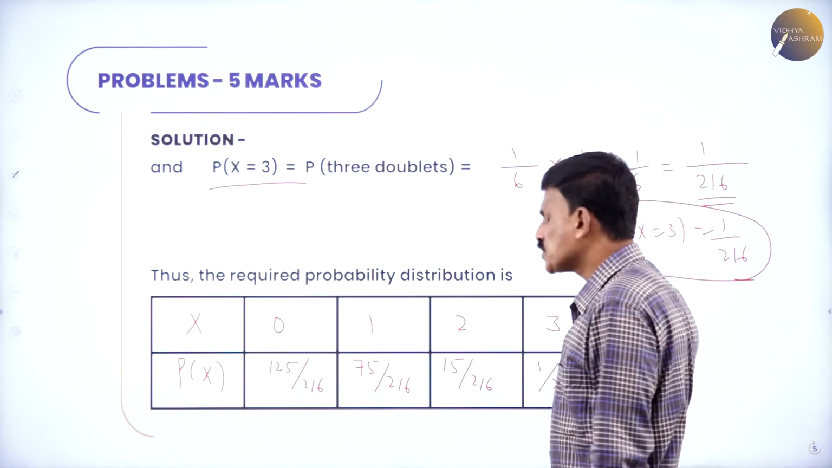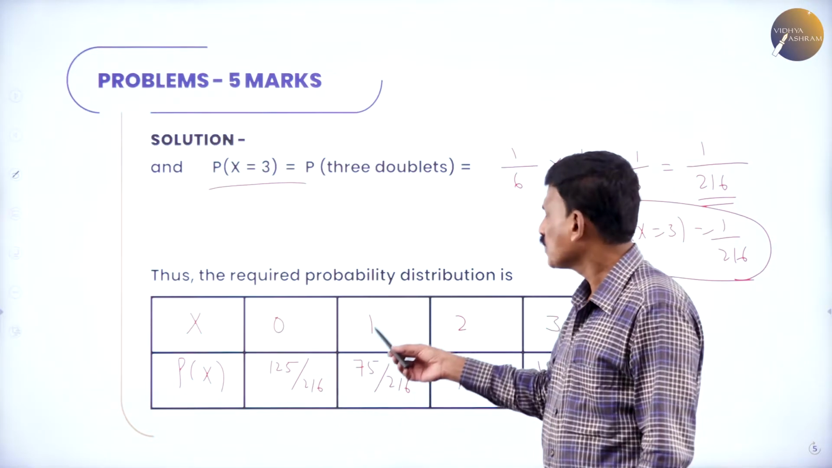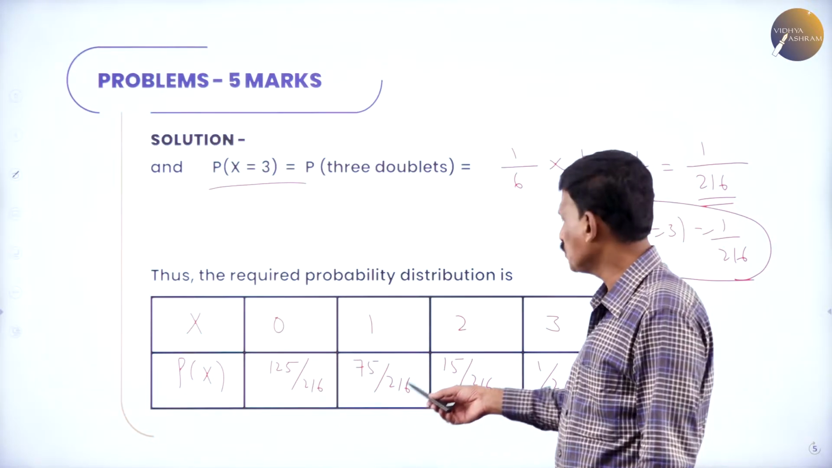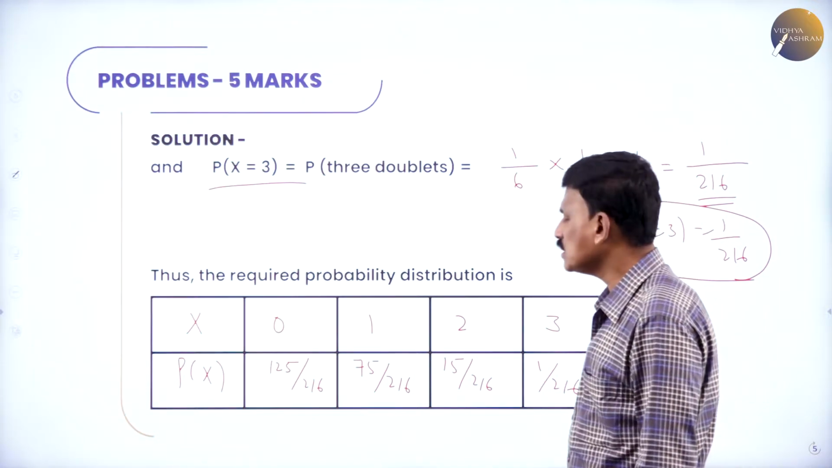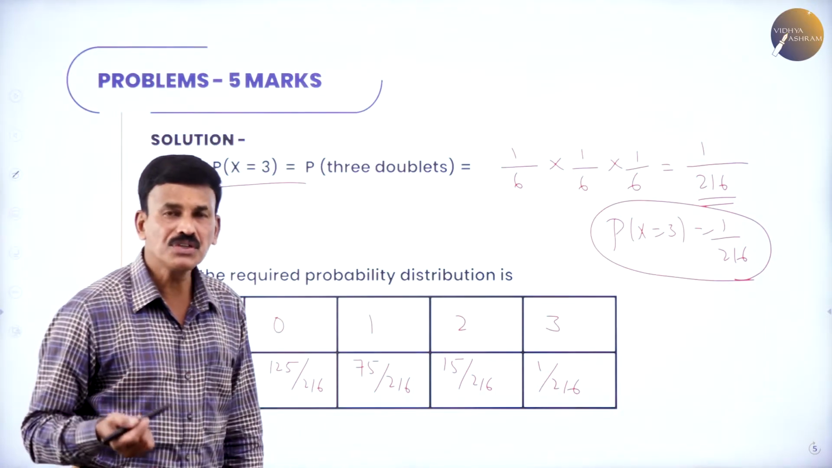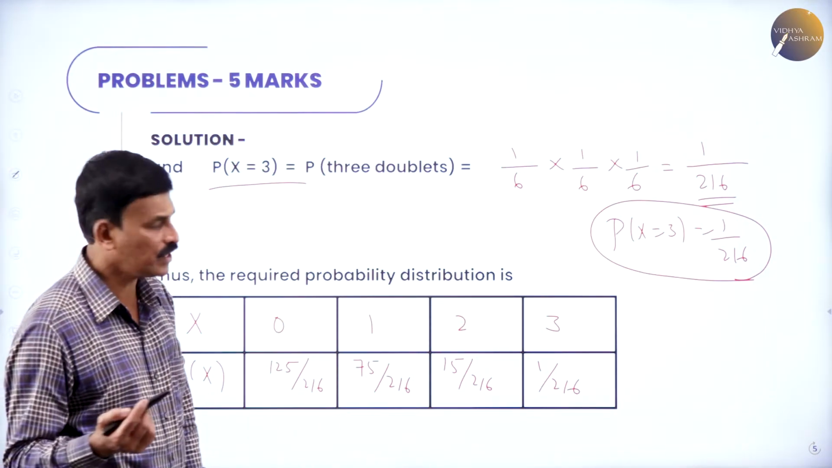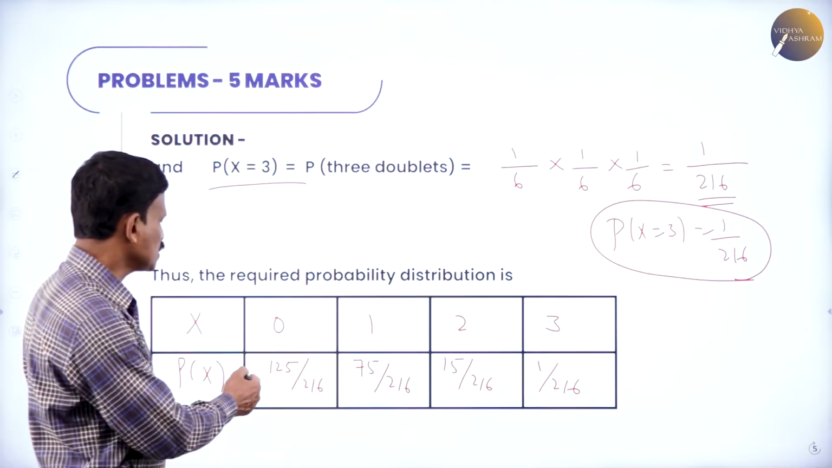The probability distribution table is when x is equal to 0, it is 125 by 216. When x is equal to 1, 75 by 216. When x is equal to 2, 15 by 216. When x is equal to 3, 1 divided by 216. Now suppose if you want to verify, the sum of all these must be equal to sigma P of x is equal to 1.